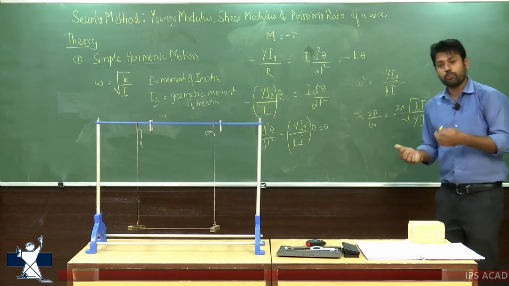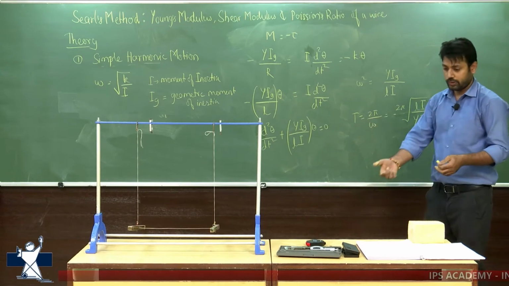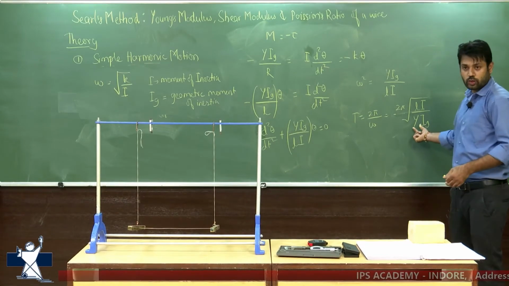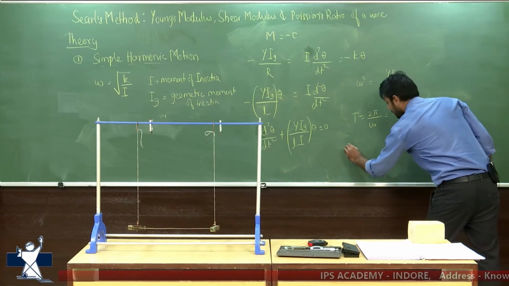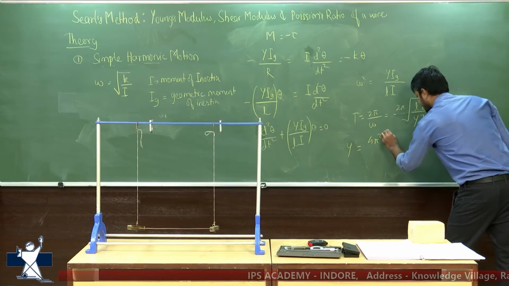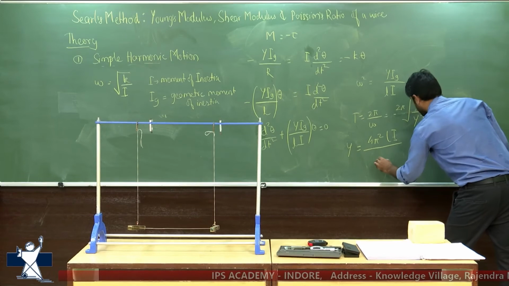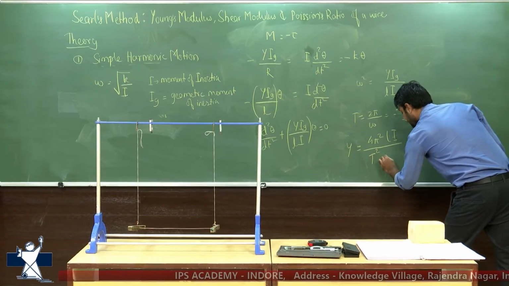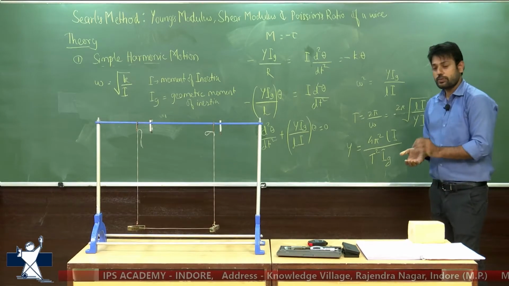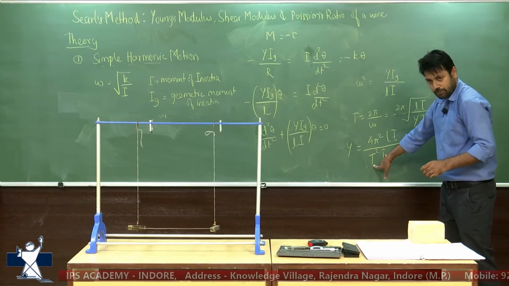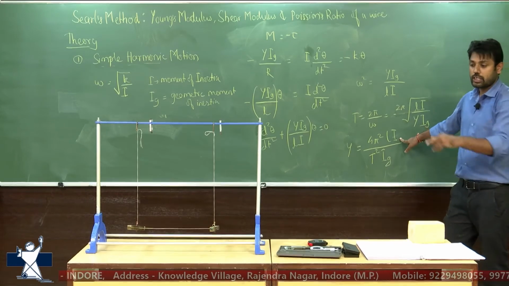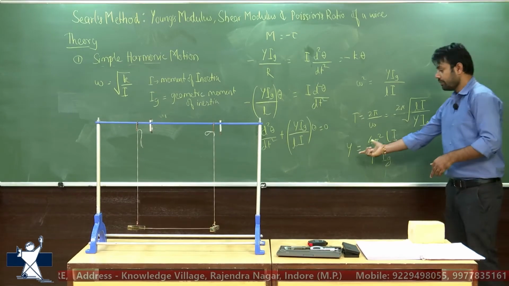So the quantity we need to measure: we can measure time period with our clock or stopwatch, and we need to measure the Young's modulus. So I am going to take this quantity out and put this in here. So this will become Young's modulus equals 4 pi square L I by T square Ig. Okay. So which quantities do we need to measure here? We need to measure time period, geometric moment of inertia, the moment of inertia of the rod, and the length of the wire, and we can find the Young's modulus.